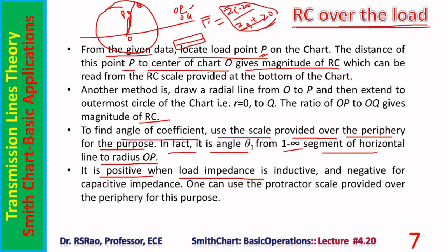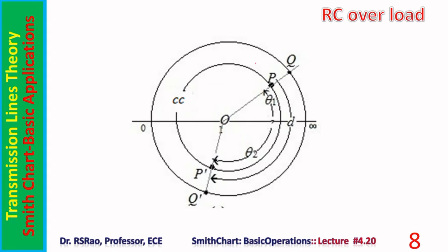Regarding angle, reflection coefficient is a complex quantity. It has magnitude as well as angle. Phase angle can be found using the scale that is provided here. Measure the angle from one infinity segment. This is one infinity segment. From here, you just measure that angle using the protractor, that scale provided over the periphery for this purpose. Then that gives reflection coefficient, magnitude as well as angle.